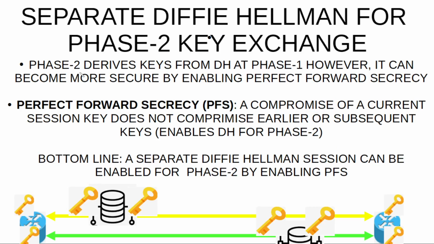Phase 2, by default, will derive its keys from the Diffie-Hellman that exists at phase 1. So by default, we usually have one Diffie-Hellman group that is created for phase 1, and this Diffie-Hellman group can create keys for phase 1 and phase 2 by default.